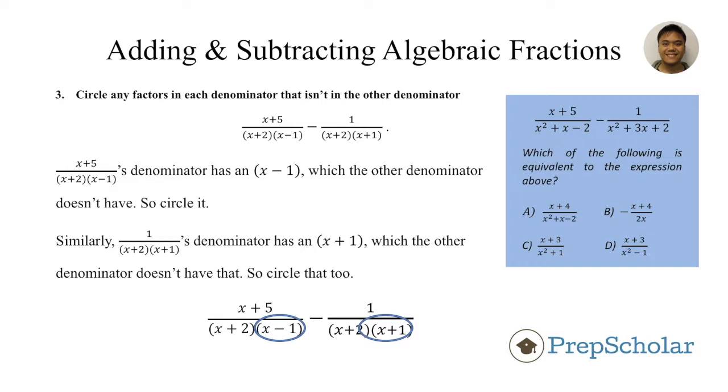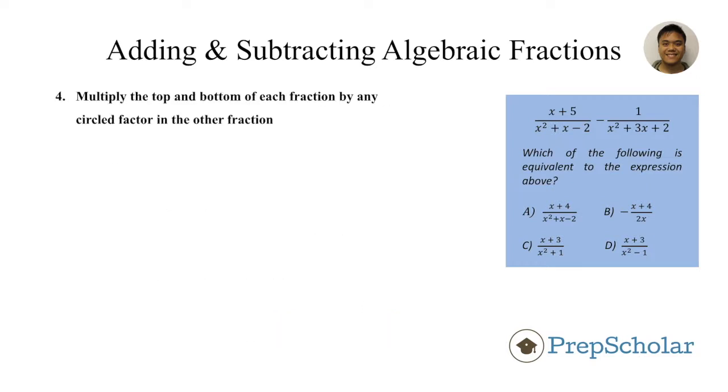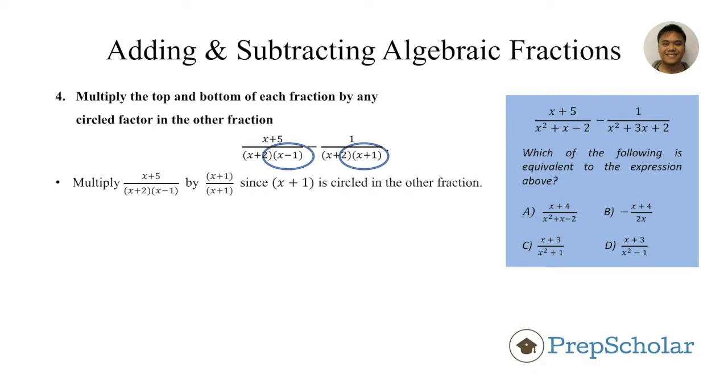And now the really hard part. Multiply the top and bottom of each fraction by any circled factor in the other fraction. Again, here's what we had. We should multiply the first fraction by x plus 1 over x plus 1, since x plus 1 is circled in the other fraction. And this is what we get. We get x plus 5 times x plus 1 over a bunch of stuff.